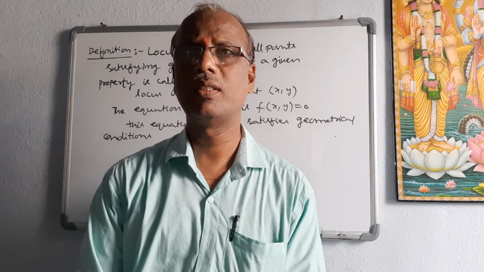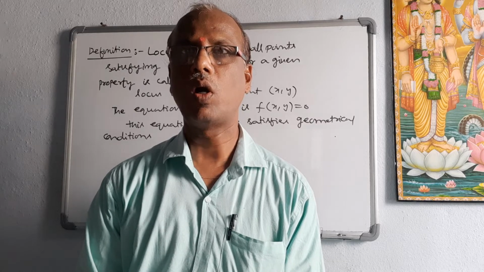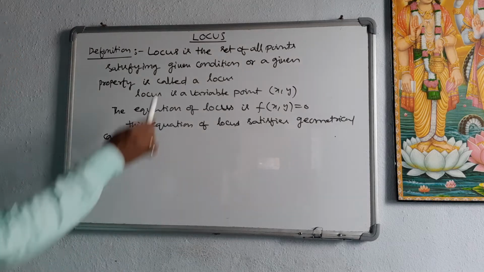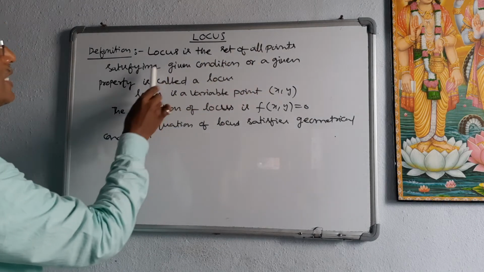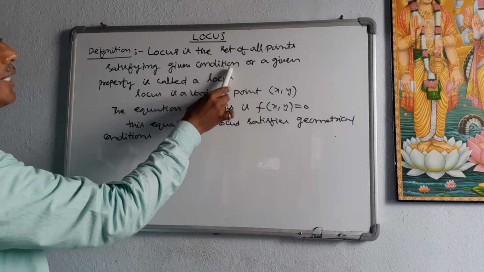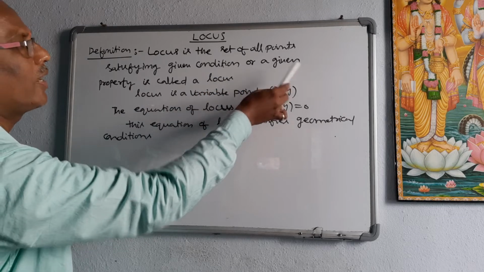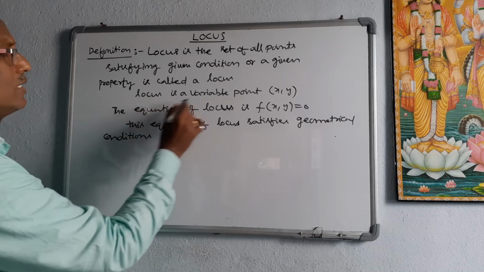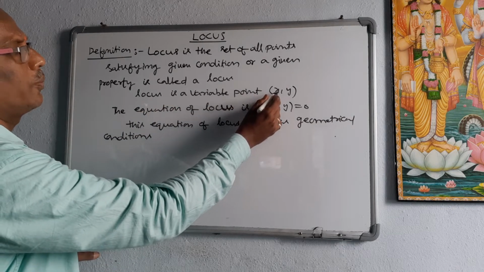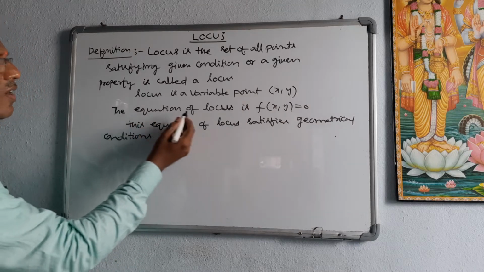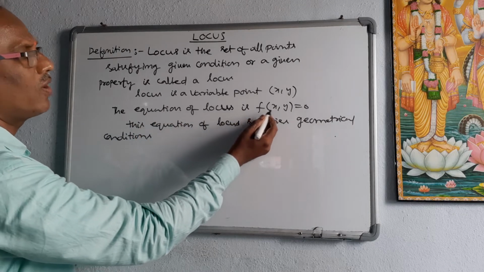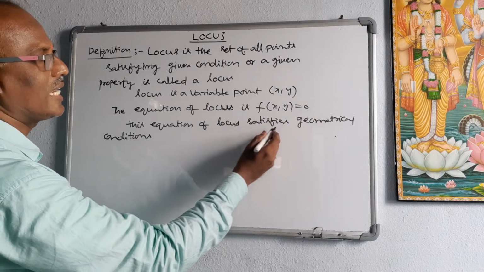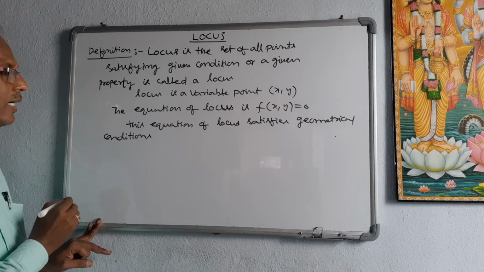In this video series, we discuss locus. A locus is a set of points satisfying a given geometrical condition or given property. The locus is a variable point, represented by (x, y). The equation of locus is also f(x, y) = 0. This equation of locus satisfies the geometrical conditions.